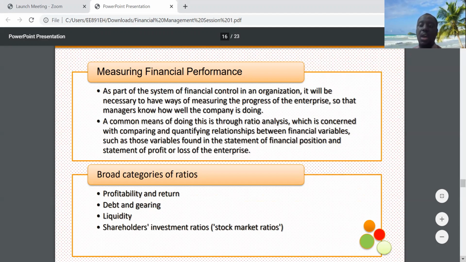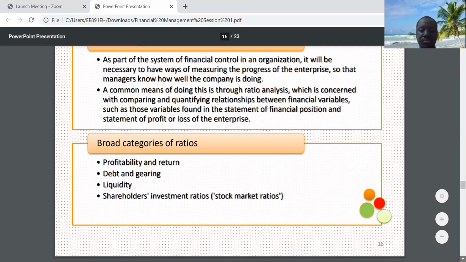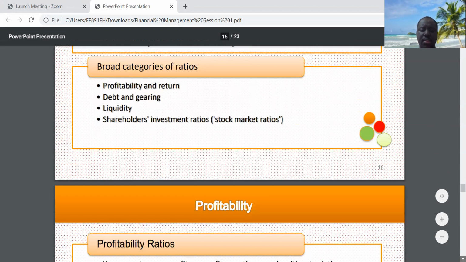I usually use an acronym for this, which is GLIP. G stands for gearing, L stands for liquidity, I stands for investment ratios, and P stands for profitability. GLIP or LIP-G, any way you want to remember it. Let's move on to the next slide.